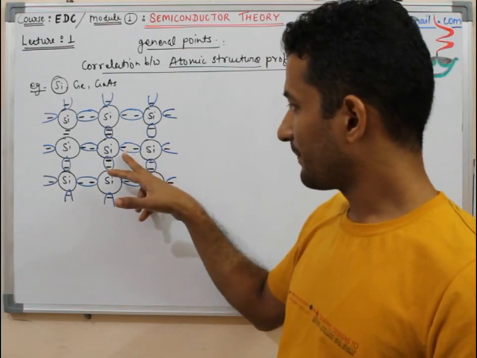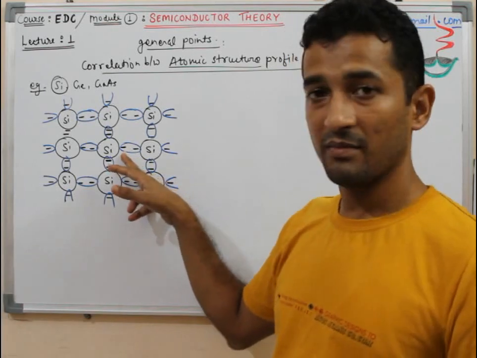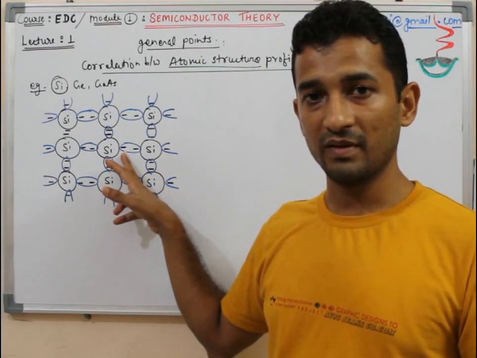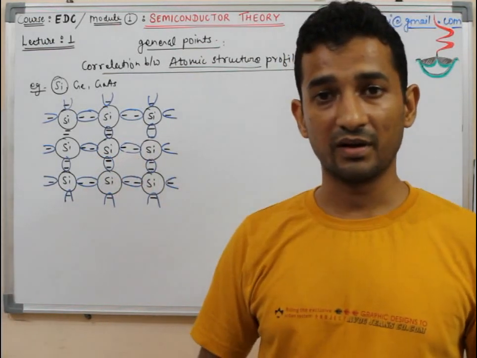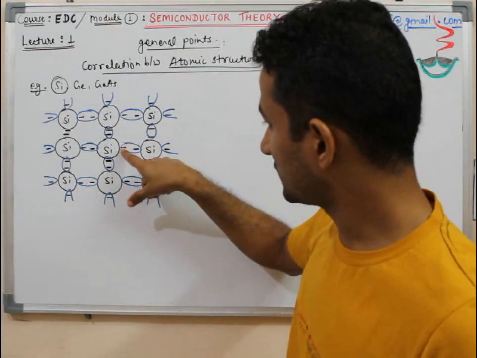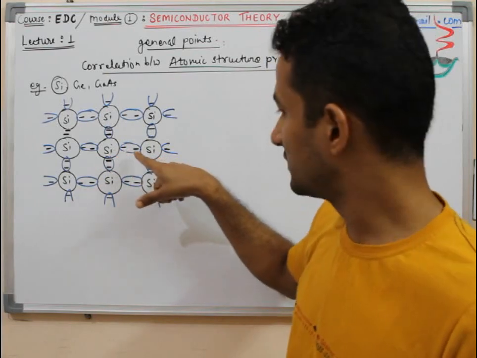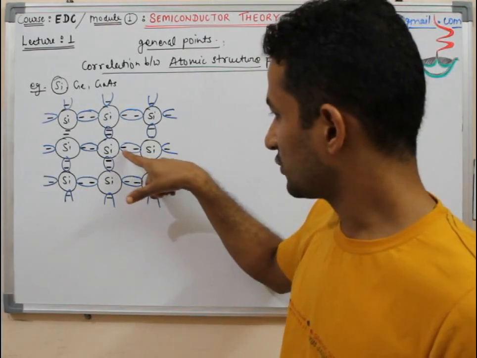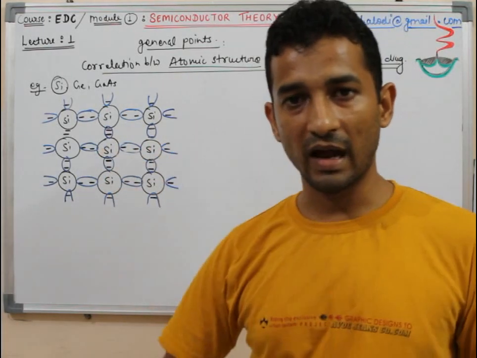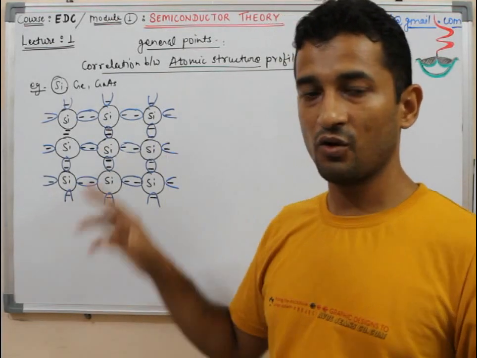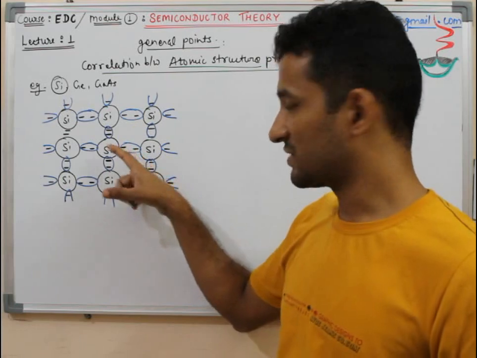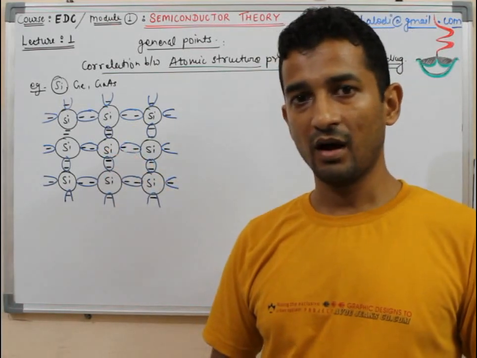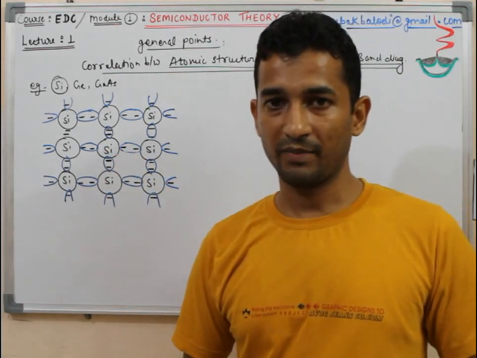As they remain in their covalent bond, they remain intact. They remain attached to their parent atom, like this electron's parent atom is this, and this electron's parent atom is this. They will remain attached to their parent atom until and unless the covalent bond is broken. Therefore these electrons are very tightly bound to their parent atom.